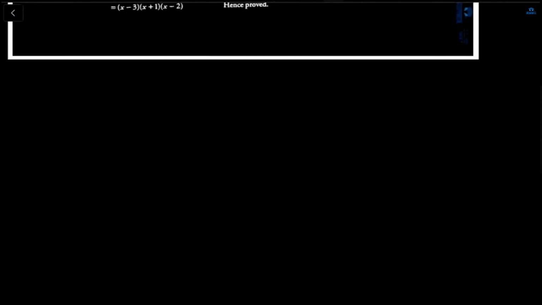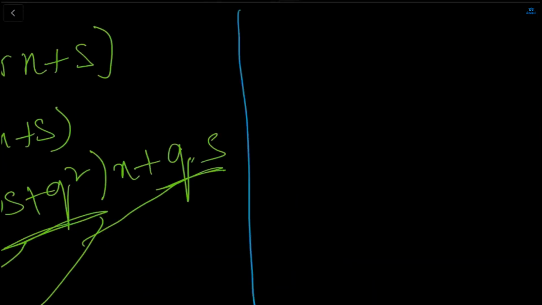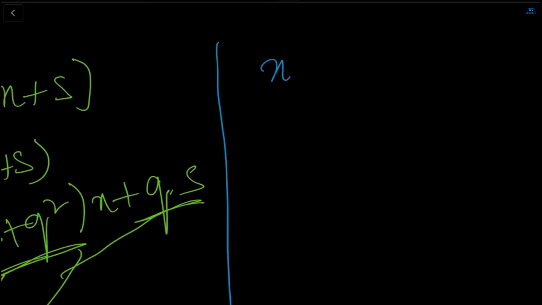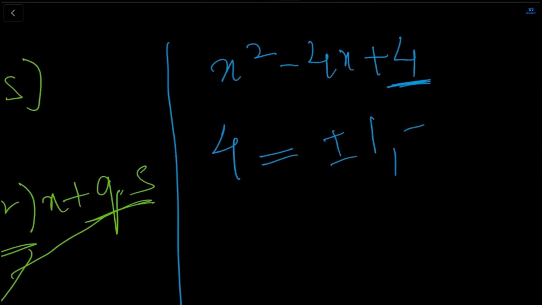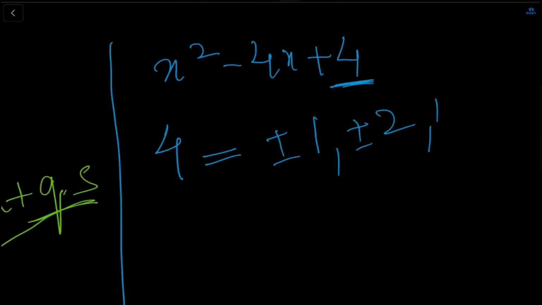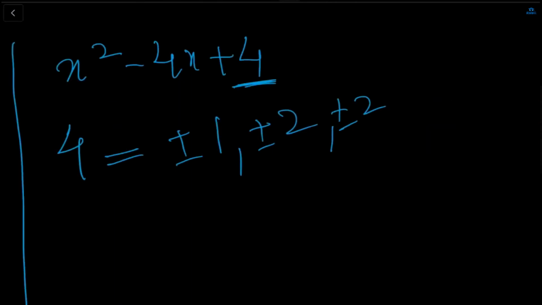See, this is another one. You need to factorize x square minus 4x plus 4. Here also the coefficient of x square is 1, so you need not divide it. The constant term c here is 4. The factors of 4 are plus minus 1, plus minus 2, and plus minus 4. These are the candidate factors for this polynomial. Understood? Shazan, are you here? Yes, I'm here.